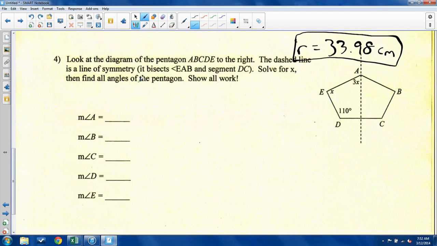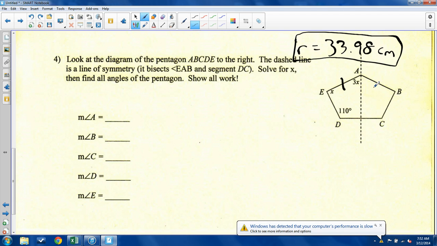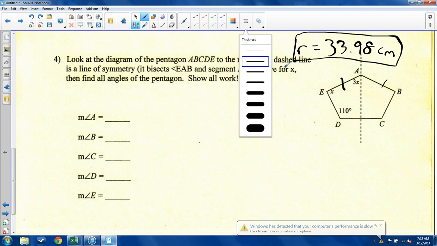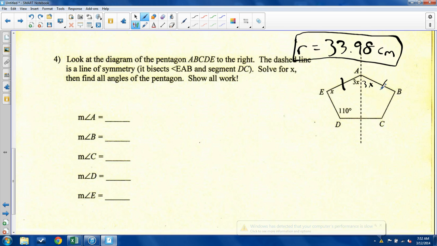Okay. Number 4 is actually really quick. Look at the diagram of the pentagon. So this is a pentagon, 5-sided shape. The dashed line is a line of symmetry. So a line of symmetry does mean that it reflects these guys over. So whatever we're looking at here, we're looking at here. Like these are congruent. But so are these angle measures, everything else. So as angle measures are congruent, then this is also 3x, this is also x, and this is also 110. So we're well on our way already. Solve for x, then find all angles of the pentagon, show all work.